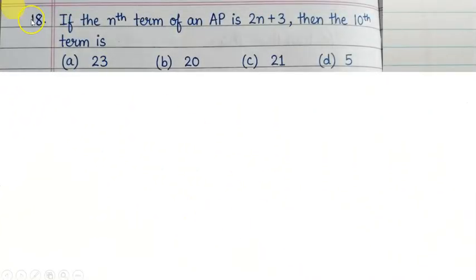Next, if the nth term of an AP is 2n plus 3, then the 10th term is, now very simple, an is equal to 2n plus 3. Therefore, n is replaced by 10, 2 into 10 plus 3, and hence we will get the 10th term is 23.